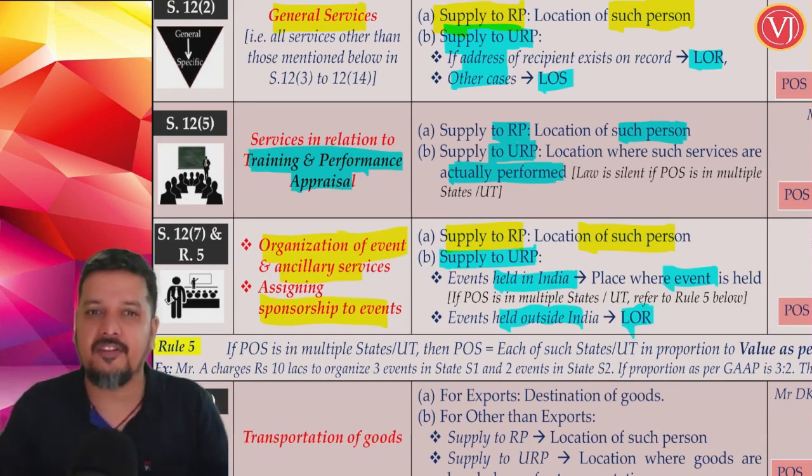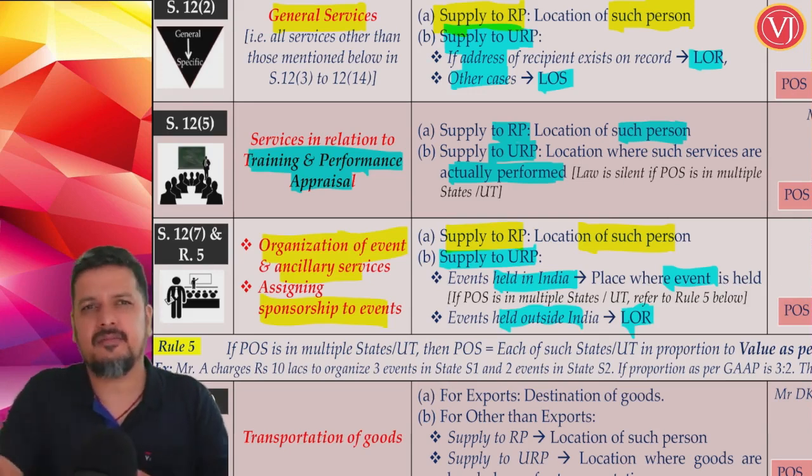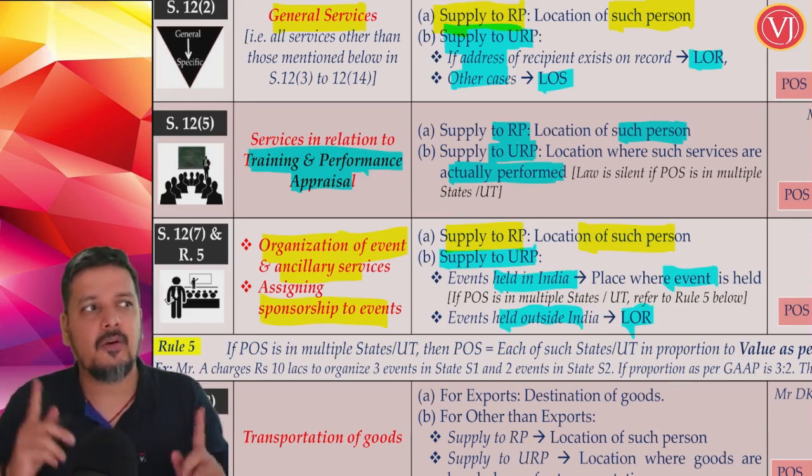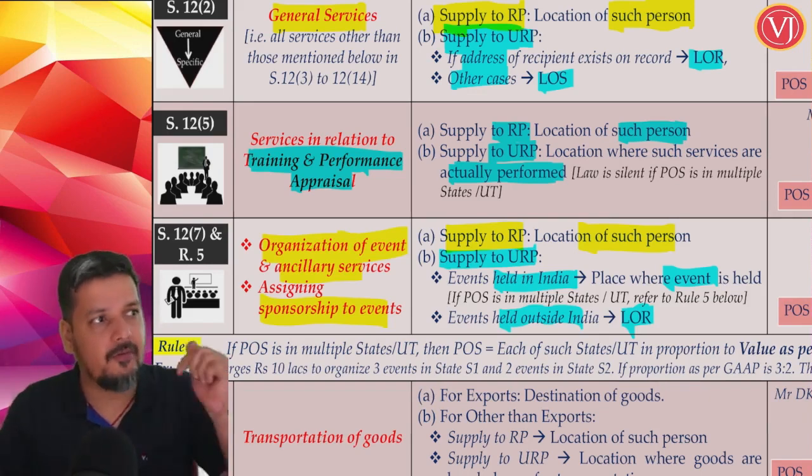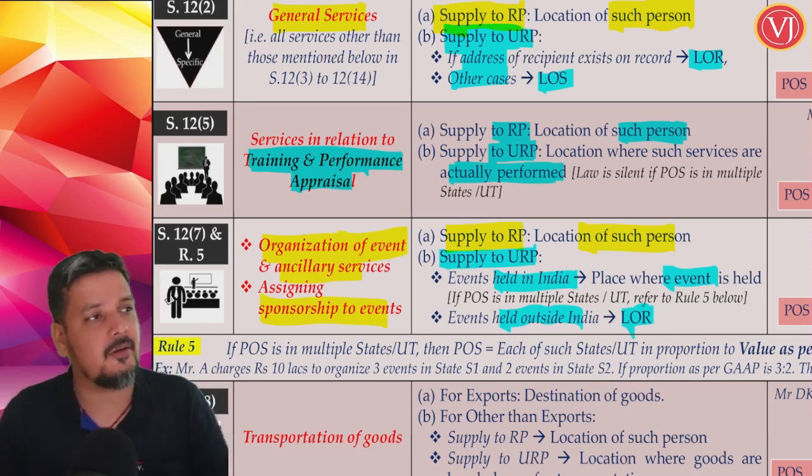B2B, location of registered recipient. B2C, location in India, where the event is there. Location outside India, now they don't focus on event, they focus on location of recipient.